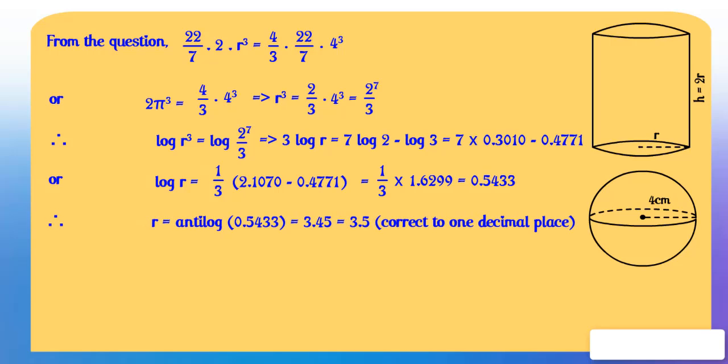Therefore, r is equal to antilog of 0.5433, which is equal to 3.45, which is 3.5 correct to 1 decimal place. Therefore, the radius of the base of the cylinder is equal to 3.5 centimeter.